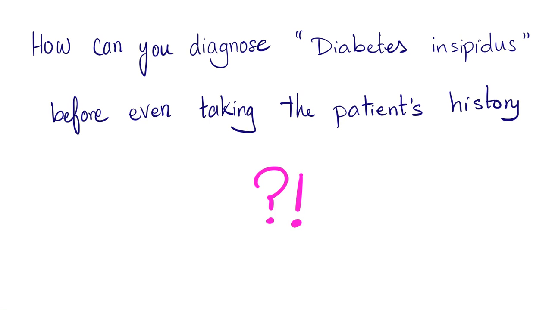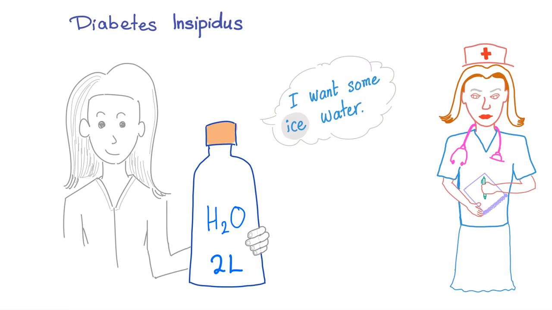Another cheap question. Here's a third patient. How can you diagnose diabetes insipidus before even taking the patient's history? Now this is a Medicosis level of expertise. And here is the deal. You'll find a patient holding a humongous bottle of water. They are drinking water like crazy. This is a 2-liter bottle, maybe 2 bottles. And when they ask the nurse for water, which they do all the time, they ask specifically for ice water.